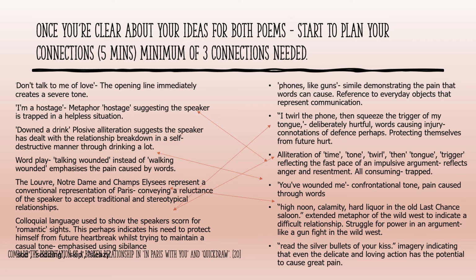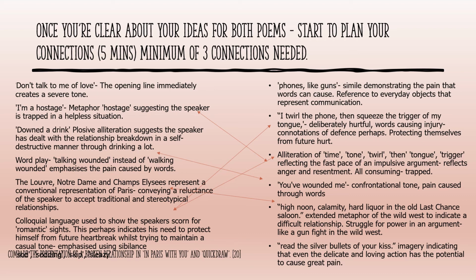Now here we are. Here's the bit where we start to put it all together. You can see you've got your list of things from each poem, and you can see by the arrows there the ones that you could compare. So just for an example, we've got wordplay. Talking wounded instead of walking wounded emphasises the pain caused by words. And then you've wounded me, confrontational tone, pain caused through words.